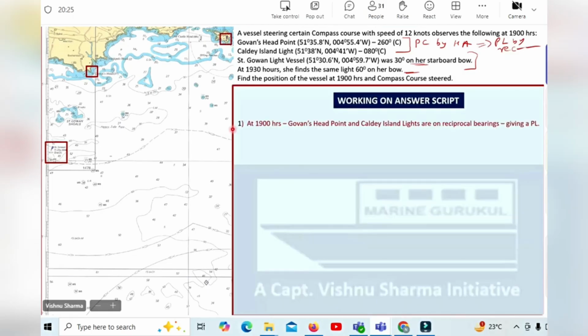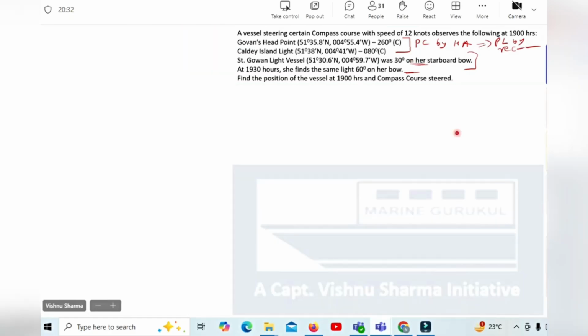So we started with PC by horizontal angle. When we got the horizontal angle, we found it to be 180 degrees, and that's why we said it's a special case. It will be a PL by reciprocal bearing, right? But we reached that conclusion only when we calculated the horizontal angle, right? Yes, sir. Now the other two relative bearings, 1900 and 1930, 30 degrees on starboard bow and 60 degrees on the starboard bow, we cannot convert them to true because the CTS is not known.